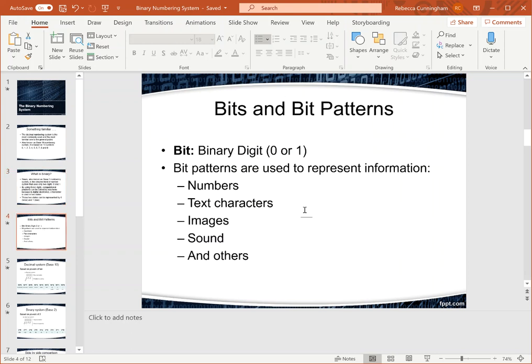So again, in 1403, you learned that a bit is a binary digit and that bit patterns are used to represent all kinds of information: numbers, text, images, sounds, and other things. Here we're going to focus on representing numbers, just number representation.